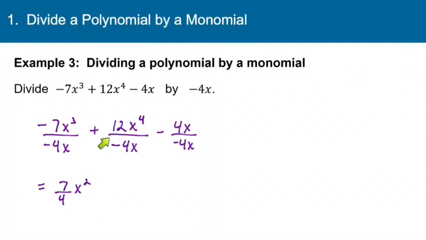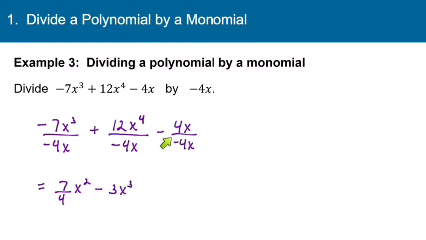And on our second term, we have positive 12 divided by negative 4. So positive divided by negative is, of course, negative, and 12 divided by 4 is 3. So we'll have minus 3. Now let's look at our variables. We have x to the fourth divided by x. So 4 minus 1 is 3, and that will give us x to the third.